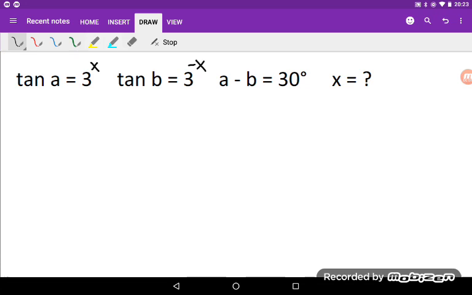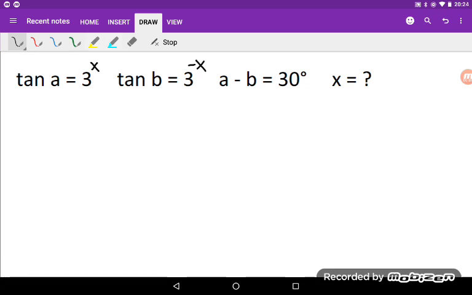In this video I will be solving a very nice trigonometric problem involving tangents. So we have tangent of A is equal to 3 to the power of x, tangent of B is equal to 3 to the power of negative x, and we also know that A minus B is equal to 30 degrees or pi over 6. And of course we need to find the value of x.